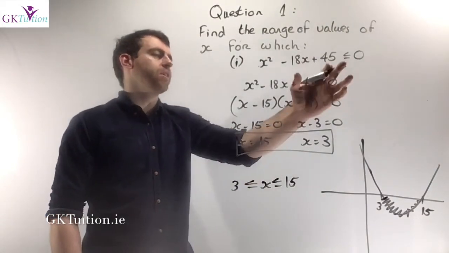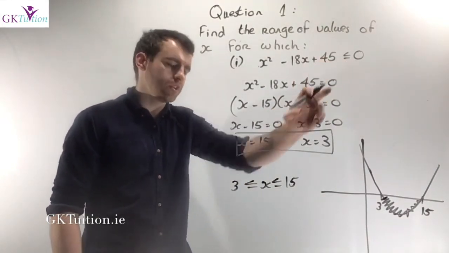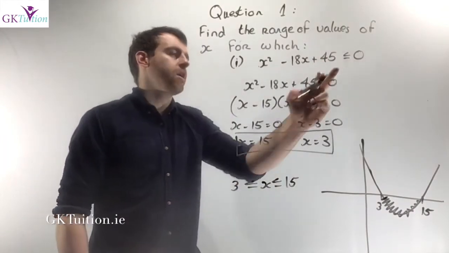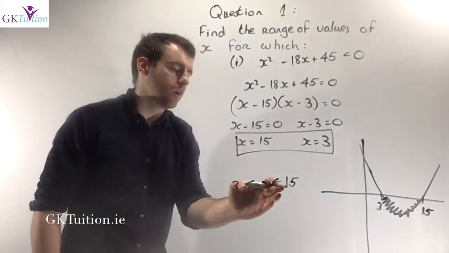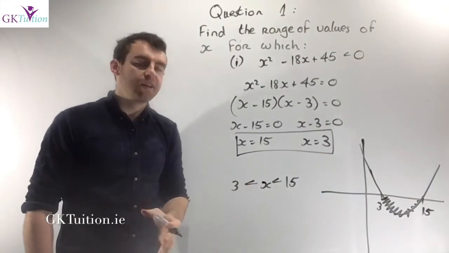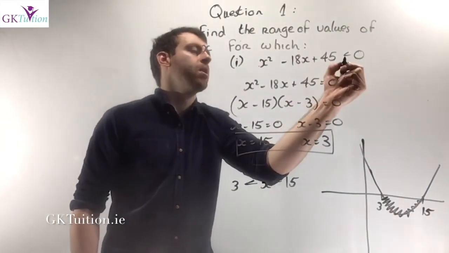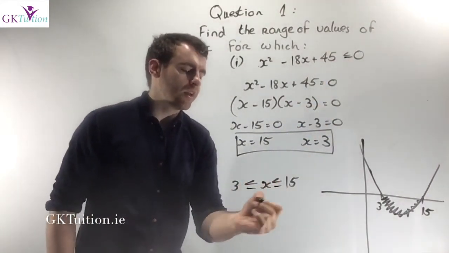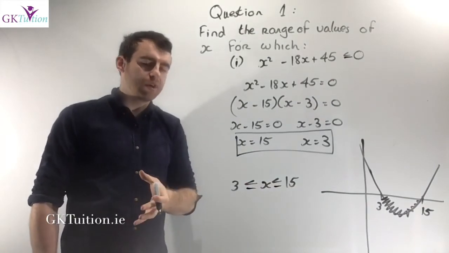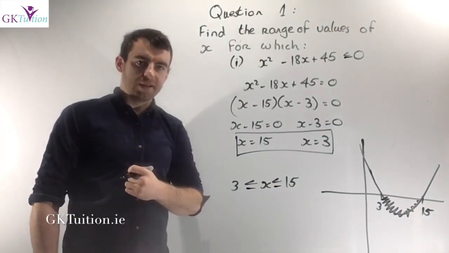I want you to notice there that because there's an equal to sign in the question, I have an equal to sign in my answer. If there was no equal to sign in the question, I wouldn't have an equal to in the answer. That's the only difference it would have. But in this case it does, so my final answer is that x is greater than or equal to 3 and less than or equal to 15.